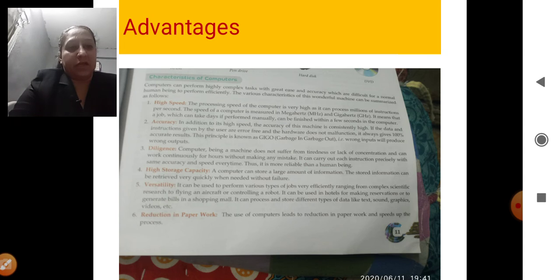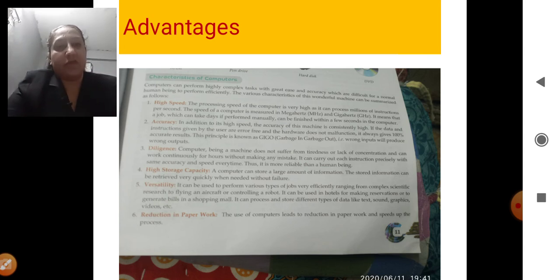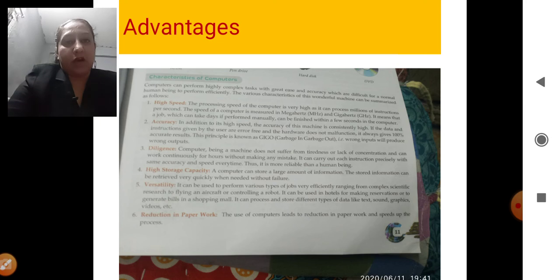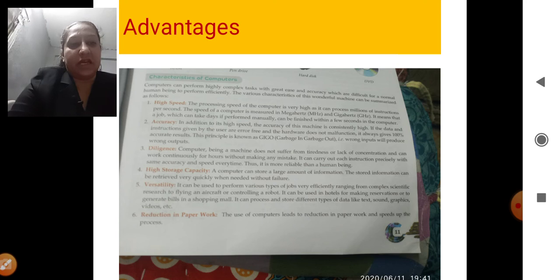The second point written is accuracy. What is the accuracy rate of the computer? The accuracy rate of computer is 100%. If the user gives accurate input, the output will definitely be 100% correct. But there is one term written over here, that is GIGO. You can see on the screen there is a word called GIGO, garbage in, garbage out.